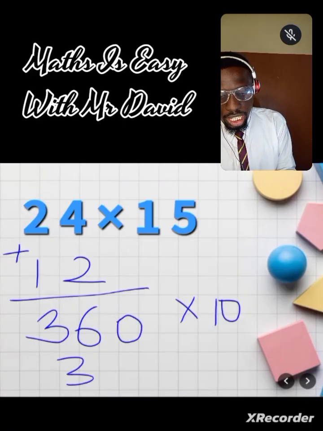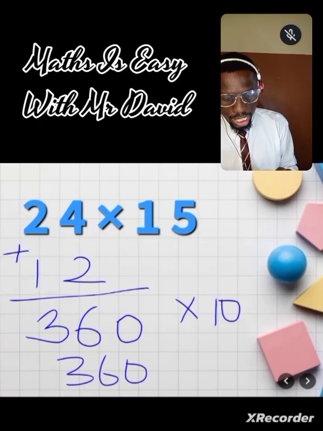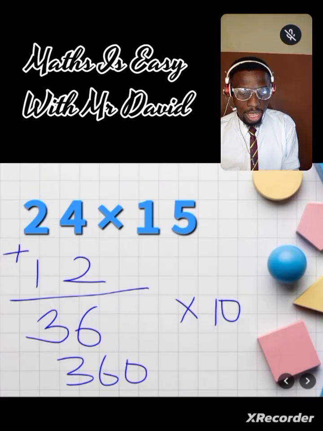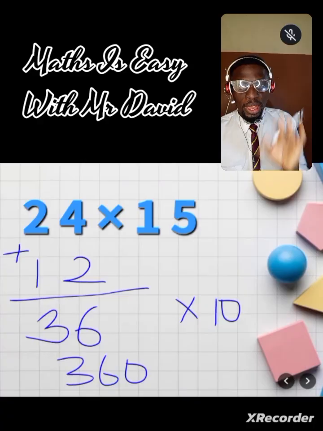360. So exactly, that's what you're going to do there. You multiply whatever you get there by 10 to give you 360.